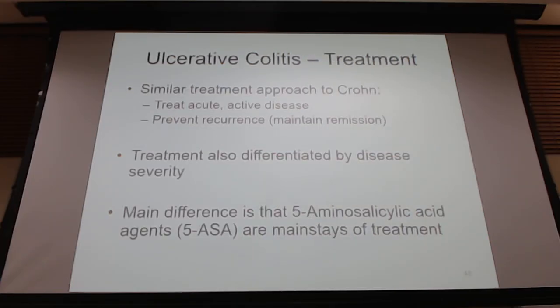Again, similar treatment. We need to treat the acute active disease and get it back into remission. Preventing recurrence is going to be a focus for that. So we're going to be reaching for aminosalicylic acid, typically more with ulcerative colitis than it being an alternative when we're treating Crohn's.